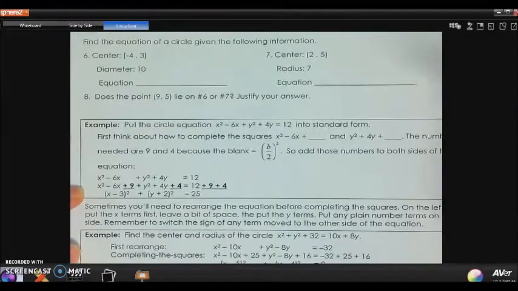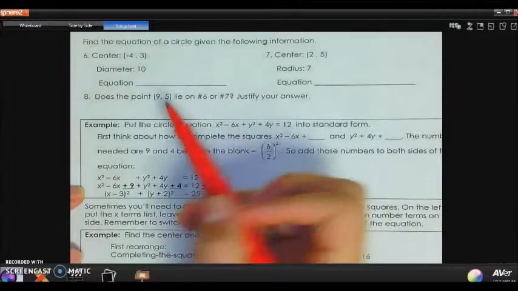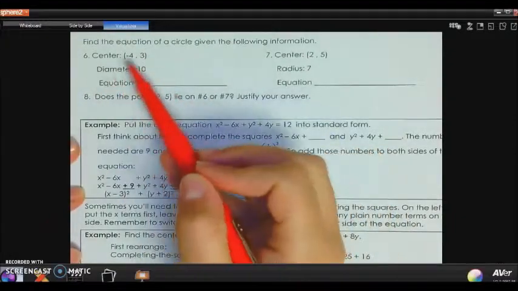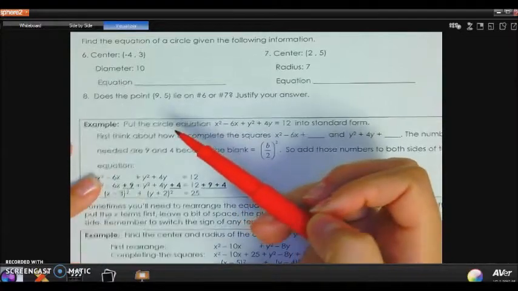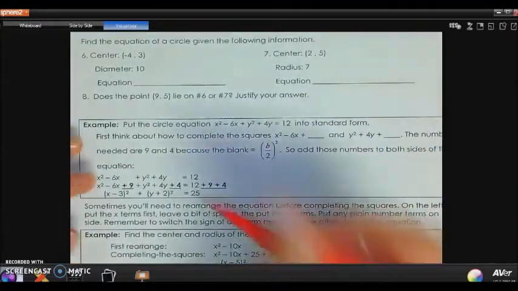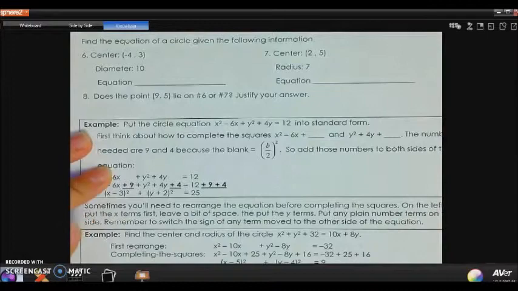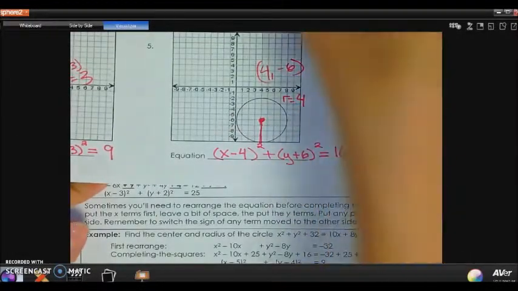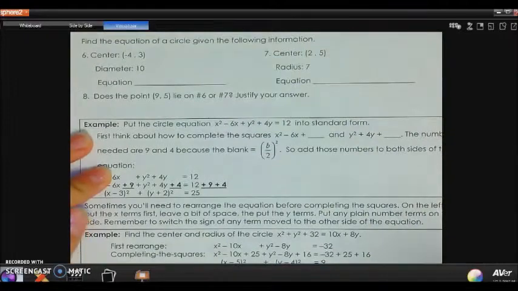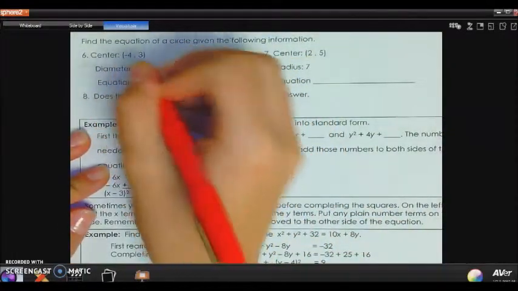Okay, so this is on the second page of your notes. Now basically we are doing the exact same thing, only I wrote out some information and you have to give the equation. So before where I gave you the graph, now I'm just giving you some other info. It's kind of like I'm giving you this info that I wrote out, and now you just don't have the graph.